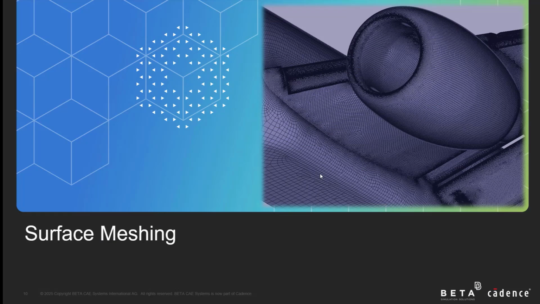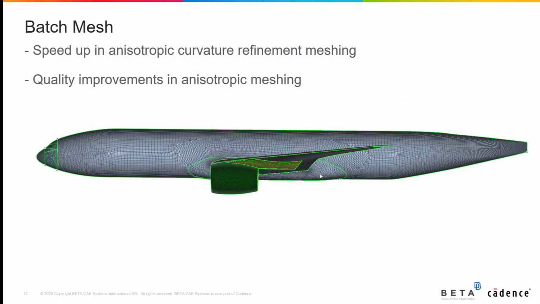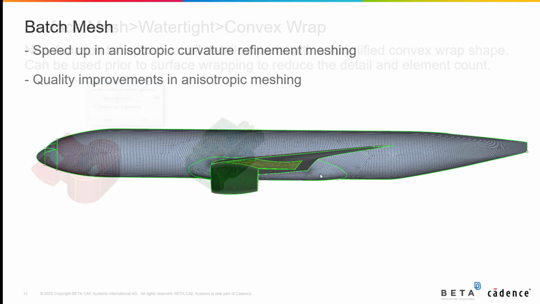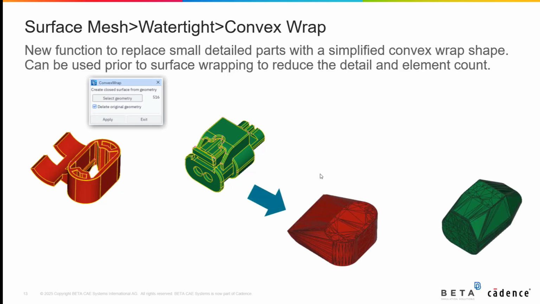Moving on to surface meshing, under macros perimeter spacing, we have added a new biasing algorithm for hyperbolic spacing. In batch meshing, we have improved the speed and quality of anisotropic meshing, whether that's curvature anisotropy or anisotropy imposed by size rules. We have added a new function under surface mesh, watertight group, called convex wrap. It's a function that can be used to replace small detailed parts with a simplified convex wrap shape. This can be used prior to surface wrapping to reduce the detail and element count of the resulting mesh.